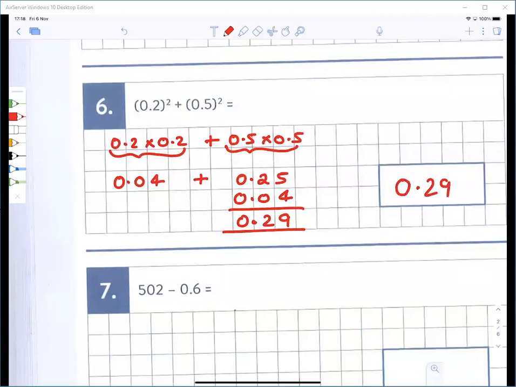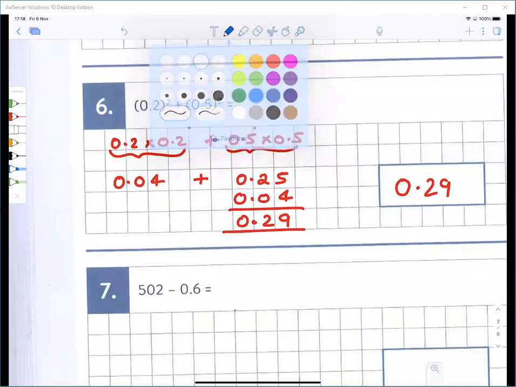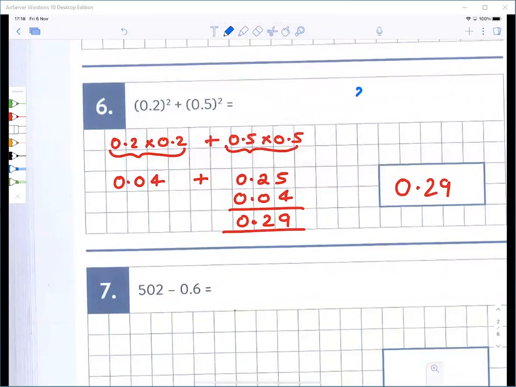Okay, so 0.2 times by 0.2. If you wanted to look at it in a slightly different way, you could think of 0.2 as what? How many tenths is 0.2? 2 tenths. And then if you multiply 2 tenths by 2 tenths, what do you get? 4 hundredths, which is the same as 0.04. So that's another way of achieving the same number. And the same for 0.5 times by 0.5.